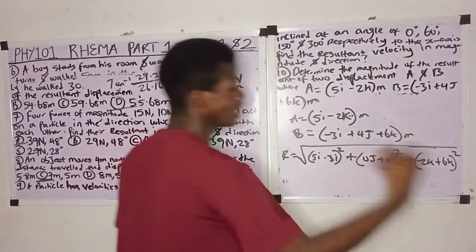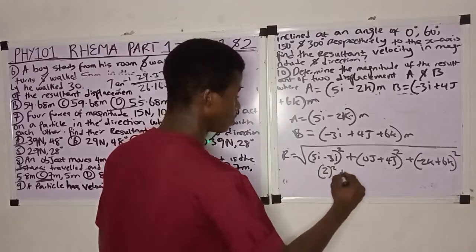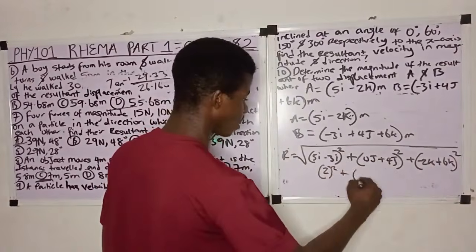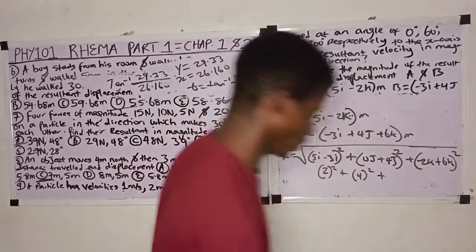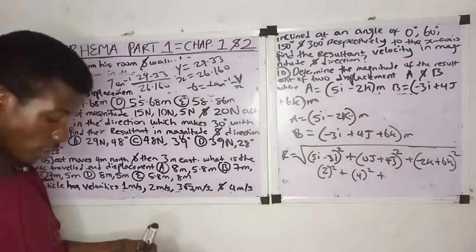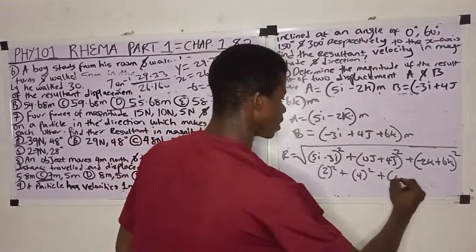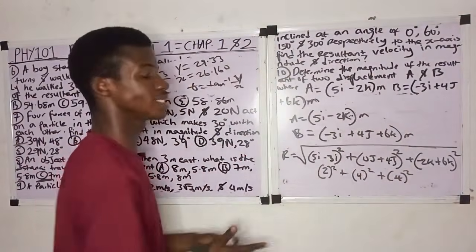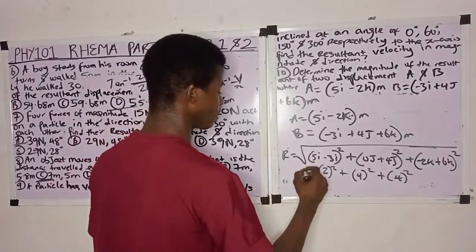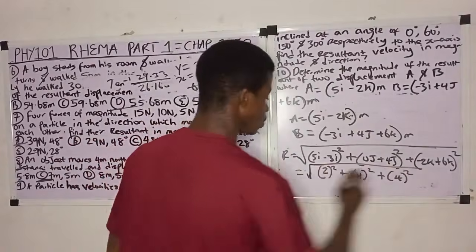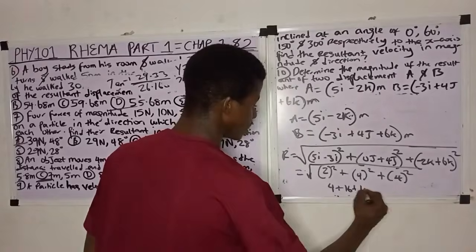So if you forget about the letters, 5 minus 3 will give us 2, so 2 squared. Then 0 plus 4 gives us 4, so 4 squared. Then minus 2 plus 6, that is 4, so 4 squared. So that is how you do this. All the ones that have the same letter, add them together. Don't forget about the square root too. So 2 squared is 4, 4 squared is 16, and 4 squared is still 16.